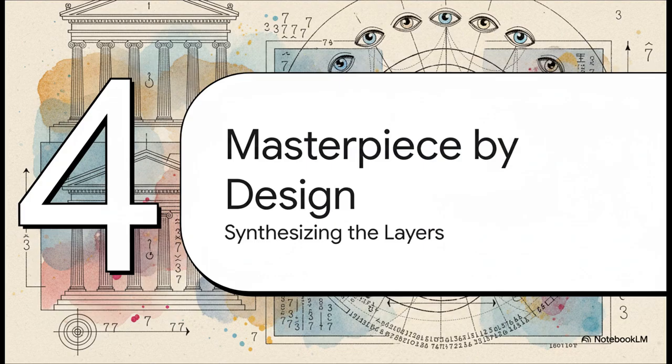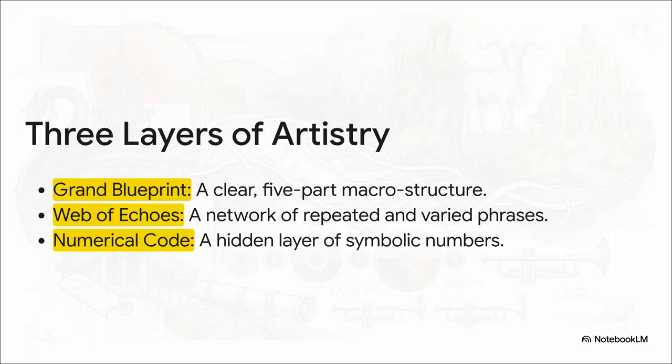Okay, let's pull all these threads together. When we look at the grand blueprint, this intricate web of echoes and this hidden numerical code, a completely new picture of Revelation emerges. This isn't chaos. It is a carefully composed symphony. We've seen these 3 distinct but deeply interconnected layers of literary artistry. At the highest level, you've got a clear architectural blueprint giving the book its unmistakable shape. Woven through that structure is a dense web of verbal echoes, linking every part to the whole. And then, hidden just beneath it all, is a precise numerical code, reinforcing the book's core theological message at every single turn.